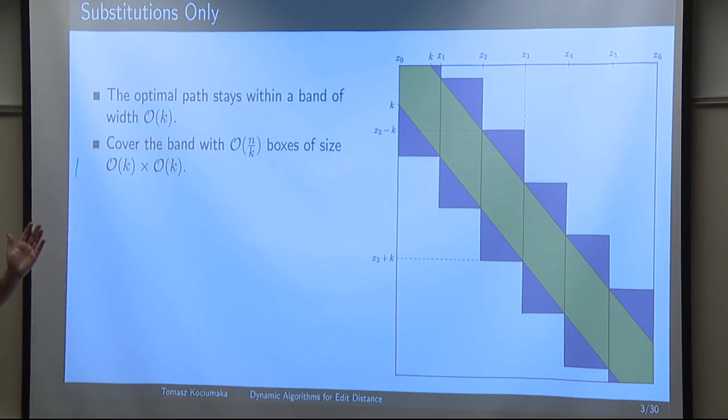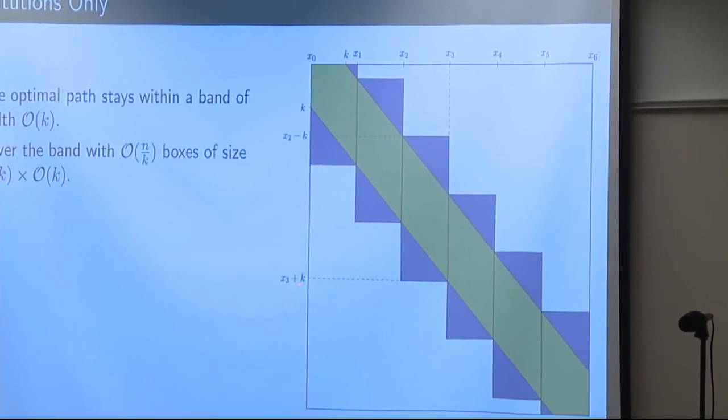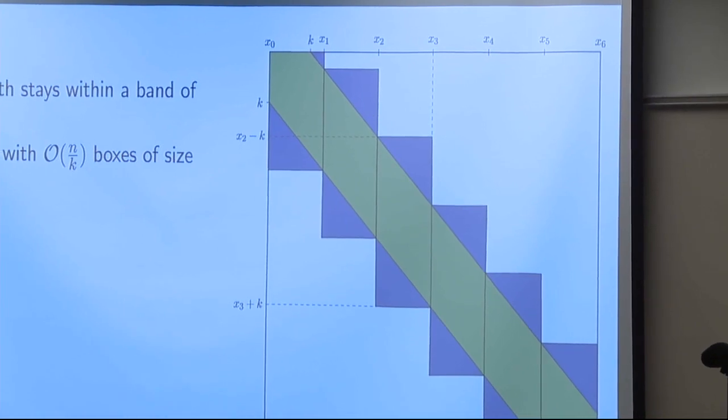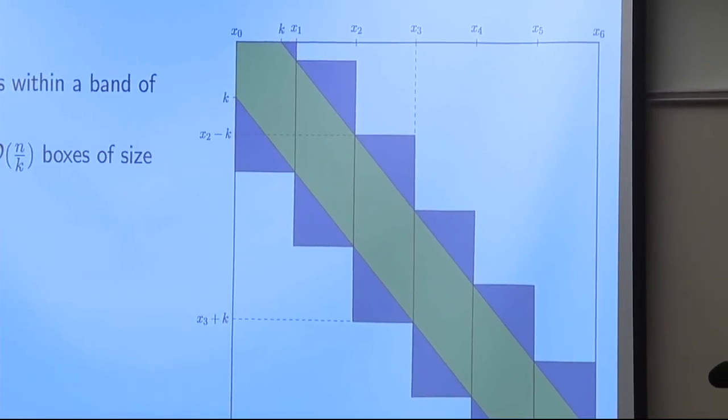And for substitutions, we can just partition the string x evenly into pieces of length slightly more than k, theta of k. And for every box, if it starts at position x2 and at position x3, for example, for the third box, the endpoints in the other coordinate would be x2 minus k and x3 plus k, just to make sure that this box is tall enough to cover the whole diagonal band.